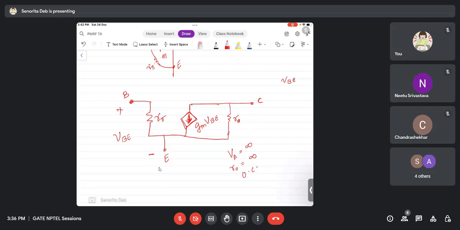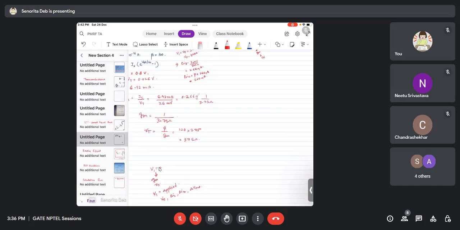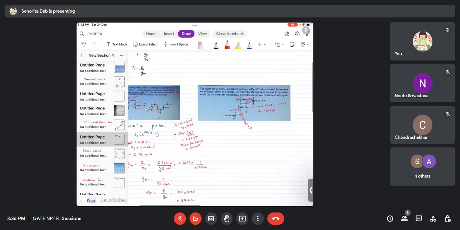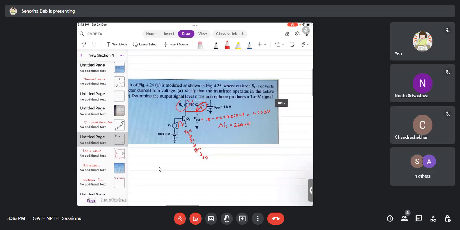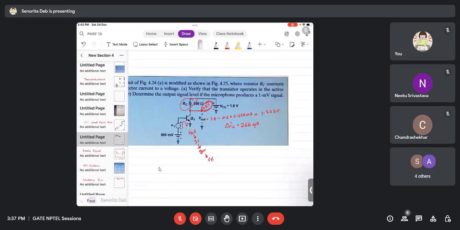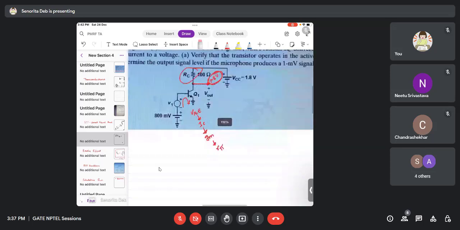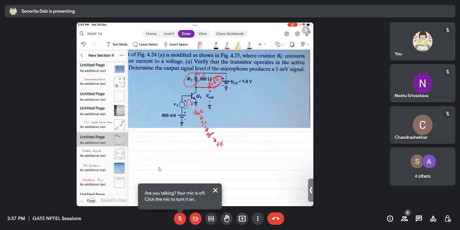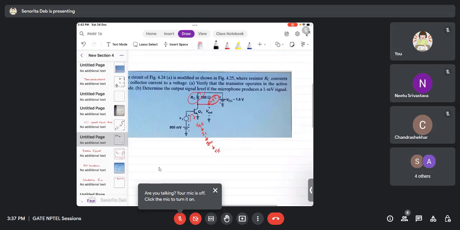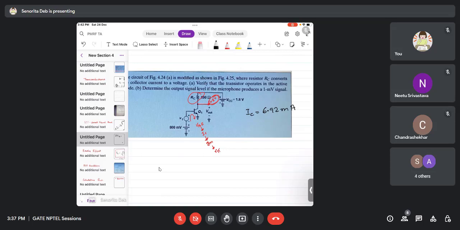Okay. And in the previous question, I think one misinterpretation happened. This is the wrong thing I have done. So when I said V out, what will be V out? We found out IC, right? IC was 6.92 milliampere for this question. So V out DC will be 1.8 minus 0.1 into 6.92. So whatever you get from here.